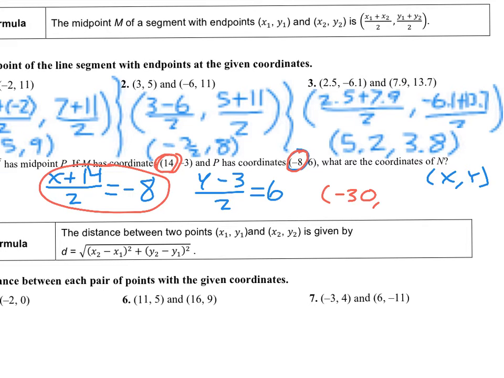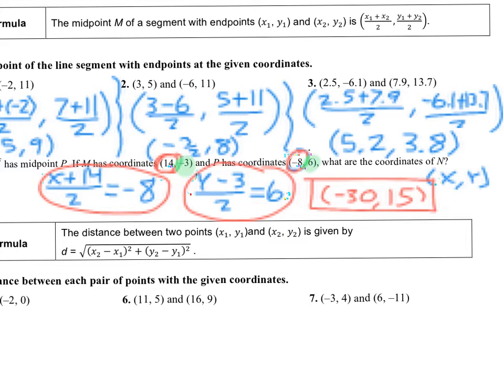All right, for the y's. So for the y's, imagine you're at negative 3. To get to 6, you would have to go up 9. Now from 6, go up 9 again. And if you do that, you're at 15. And if you solve this equation here, you also get 15. So that's a quick way to do it when you already know the midpoint and one of the endpoints.